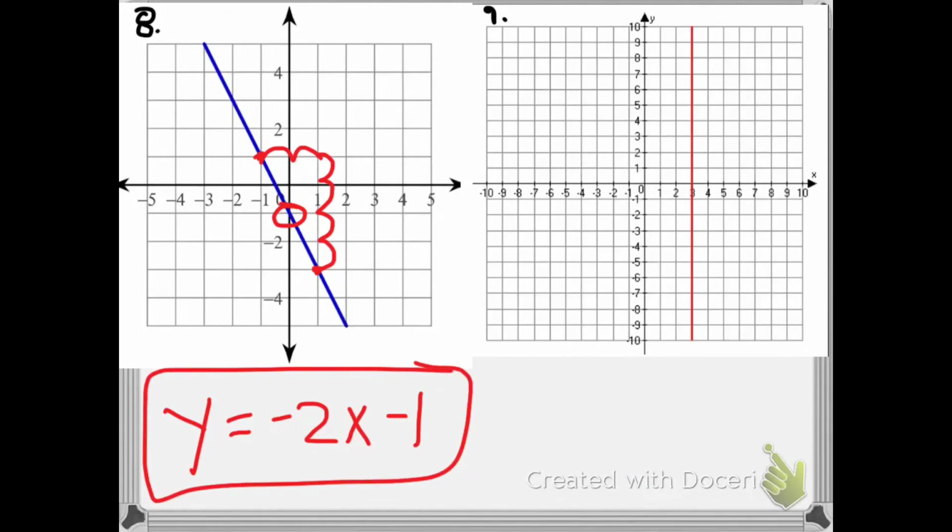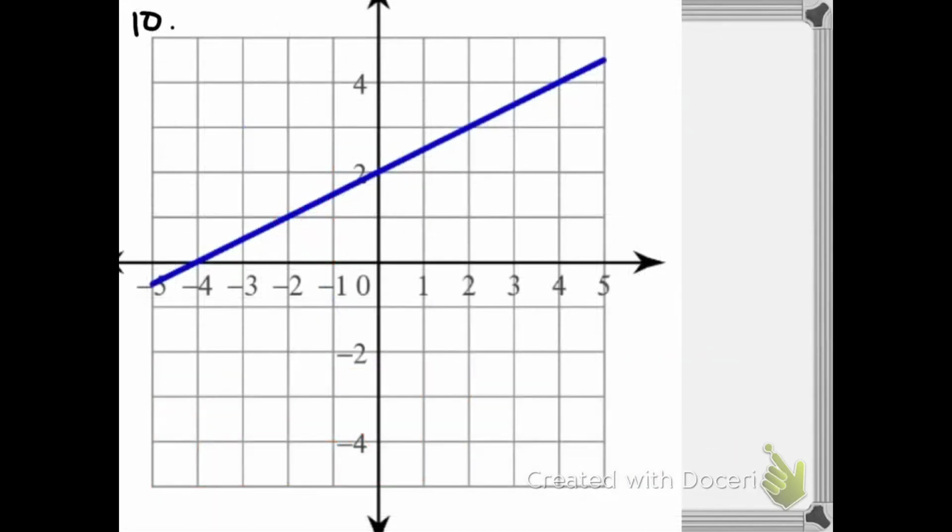Number 9 is an x equals equation, since it crosses only the x-axis. So it crosses the x-axis at 3. So your equation should be x equals 3. Try solving number 10 on your own.